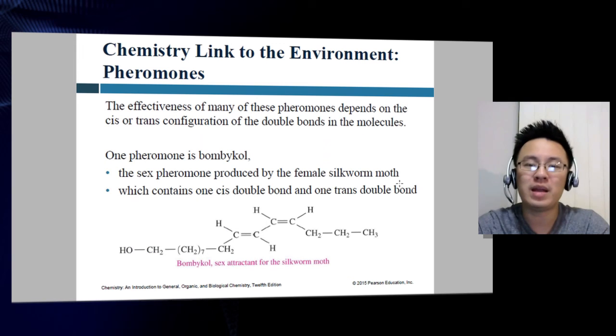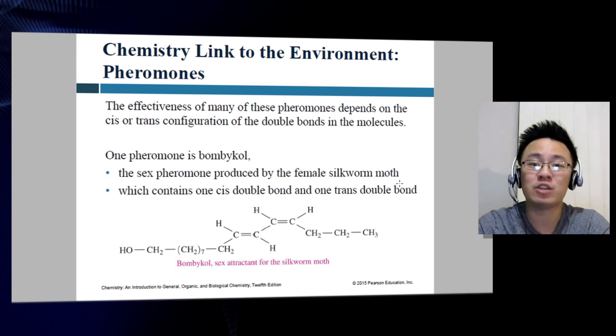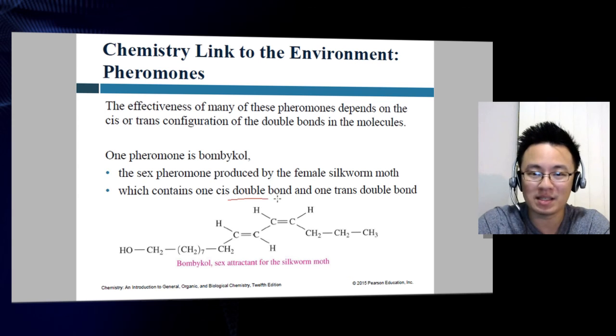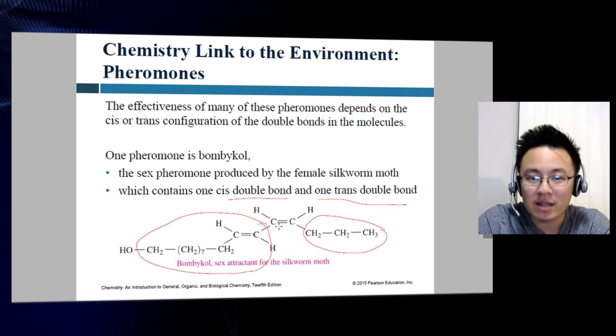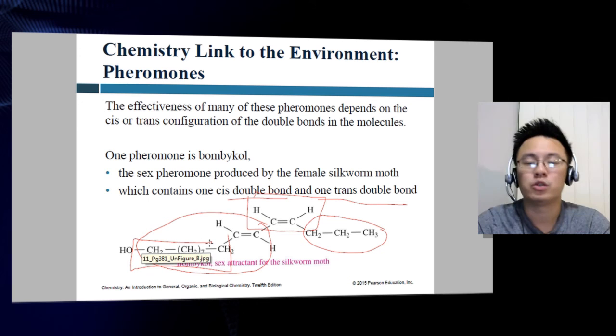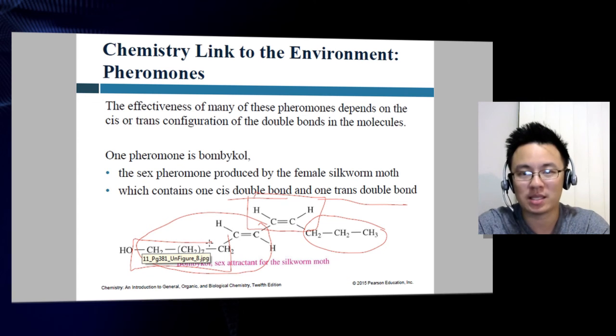The effectiveness of many of these pheromones depends on the cis and trans configurations of the double bonds in the molecule. One pheromone, known as bombykol, is a sex pheromone produced by the female silkworm moth, and it contains one cis double bond and one trans double bond. The cis is right here, and the trans is right here. So it contains cis and trans double bonds.